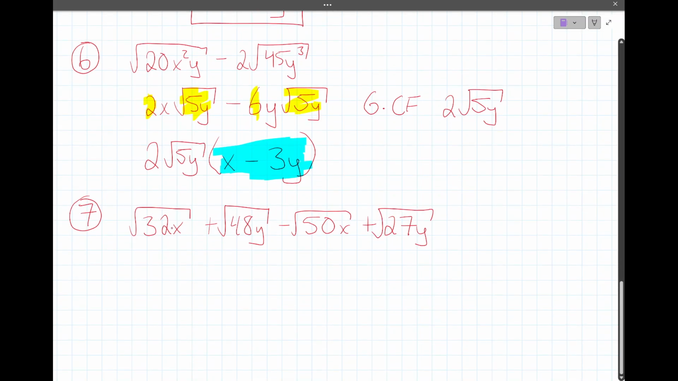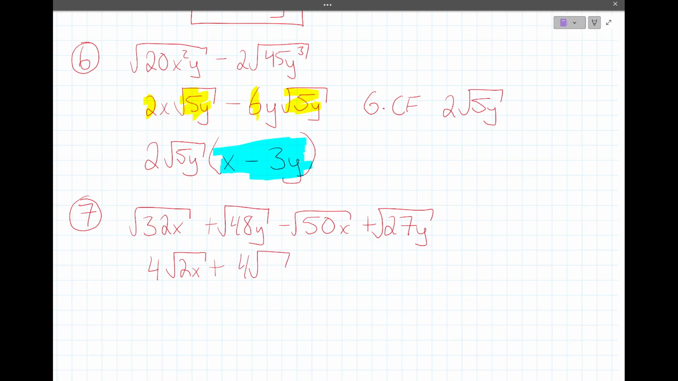This is a root, so 16 and 2. 16 is a perfect square, so this is 4 root 2x. 16 and 3. 16 is the perfect square, so this is going to be 4 root 3y. And this is 25 and 2. 25 is the perfect square, so this is going to be 5 root 2x. And 27, 9, and 3. 9 is the perfect square, so 3 comes out, so this is 3 root 3y.